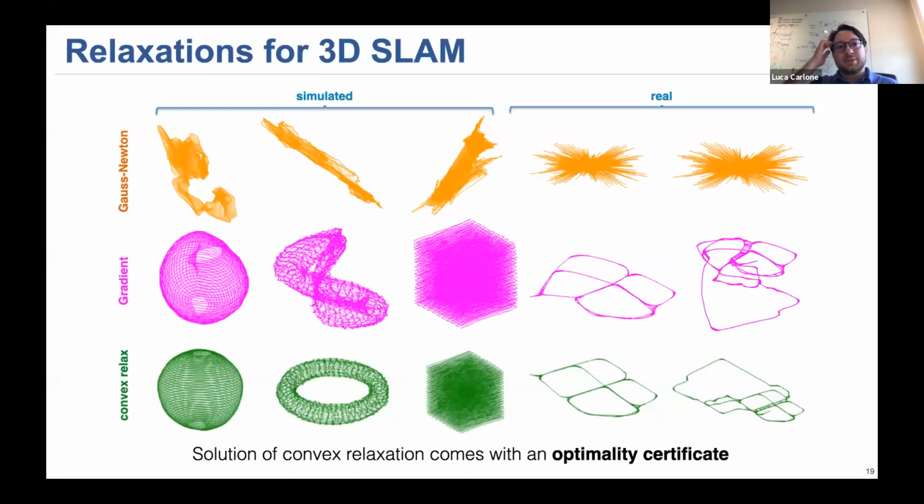So Anders already noticed that convex relaxation actually makes a difference. If in SLAM you run a local solver like Gauss-Newton or gradient descent on different datasets, you can get local minima. The convex relaxation will return a visually correct solution and will also give you an optimality certificate, again, when the solution of this problem is rank 3.